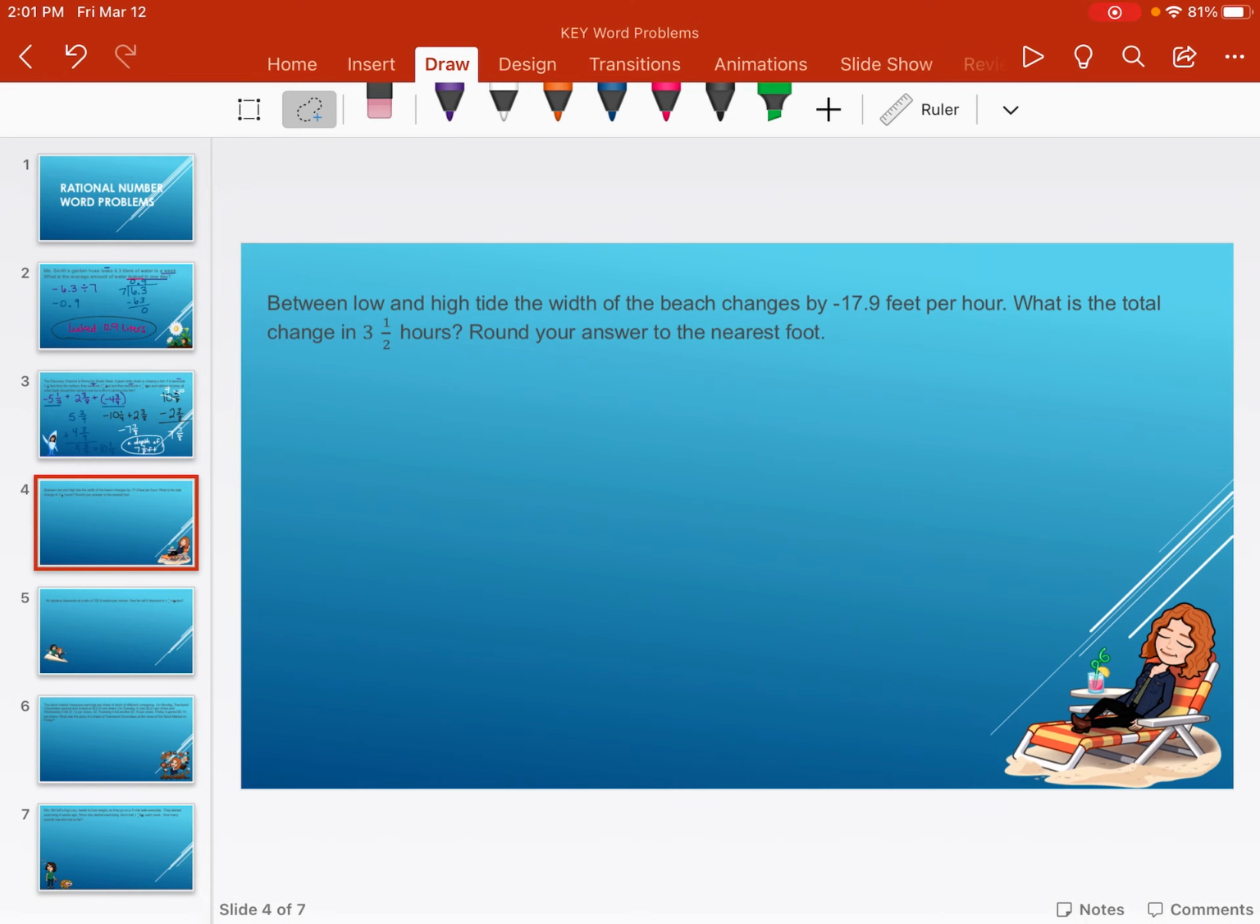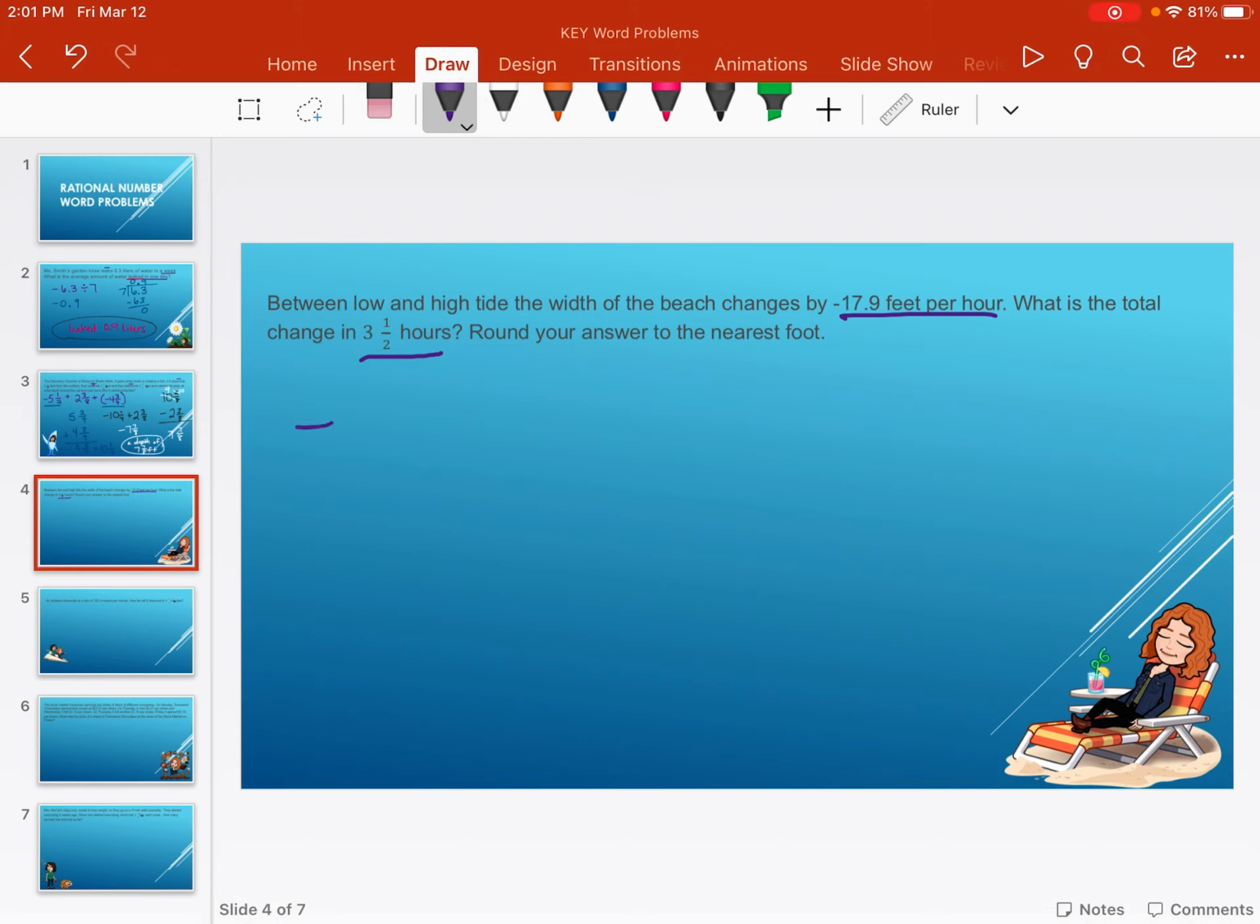Okay. Alrighty, next, between low and high tide, the width of the beach changes by -17.9 feet per hour. What's the total change in 3.5 hours? This says this is how much it is per 1 hour. They're telling me that we're going to pay attention to it for 3.5 hours. So this is a multiplication problem.